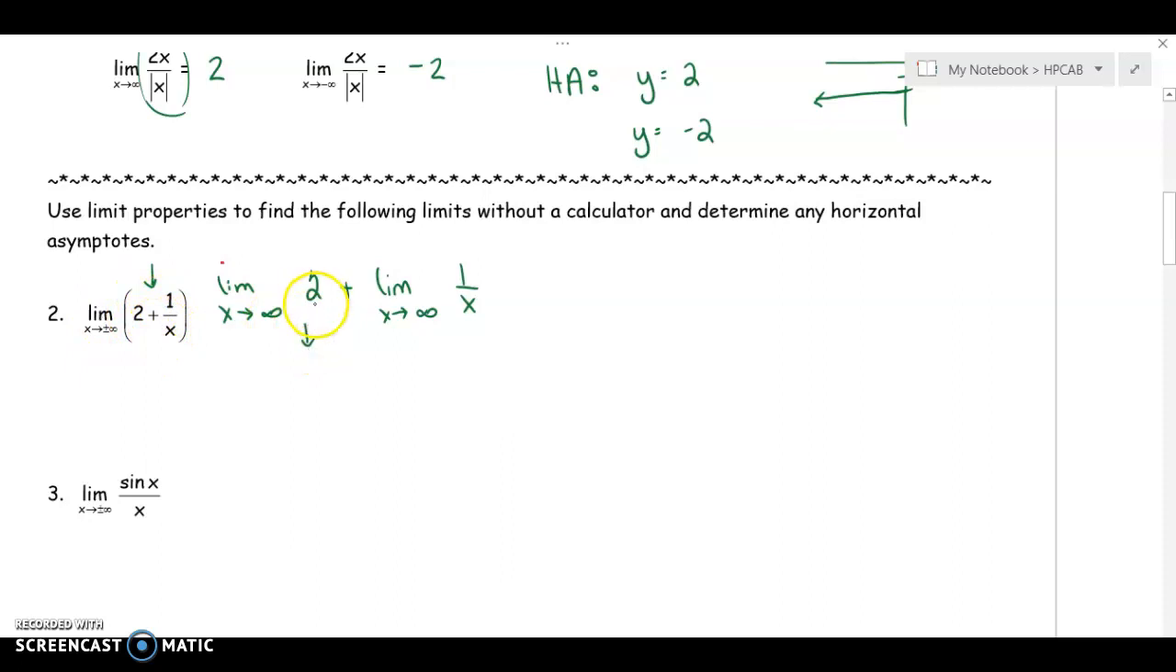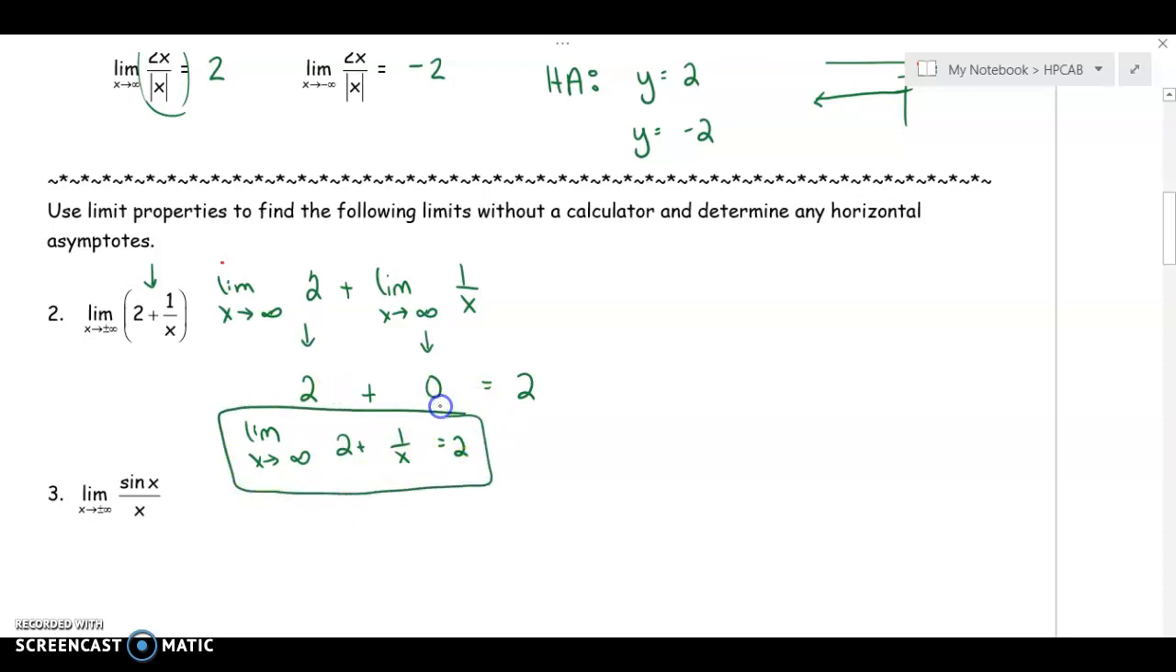This one, the limit as x approaches infinity of 2 is just going to be 2. This one, we just did it up above. The limit as x approaches infinity of 1 over x, that's 0. There's a plus sign in between. 2 plus 0, you're going to get 2. So the limit as x approaches positive infinity of 2 plus 1 over x is equal to 2. All right, so we've got that one down.